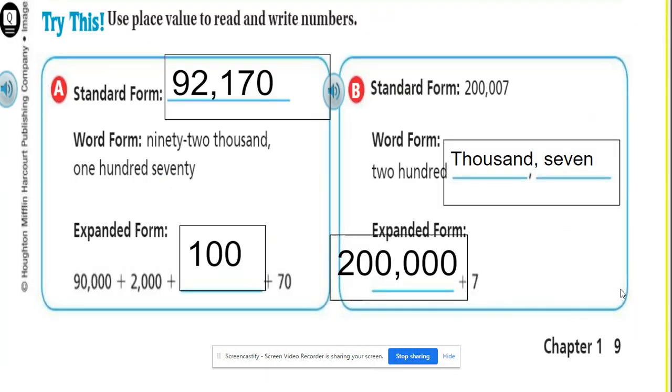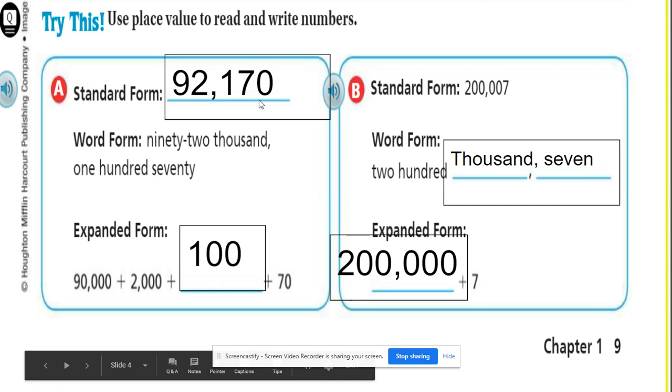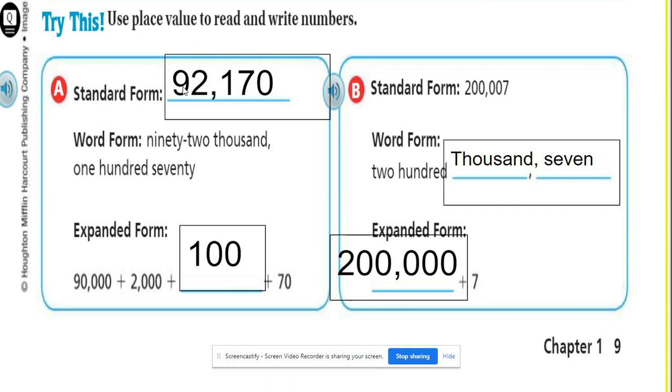We went over the 3 different ways of writing numbers. So the standard form in example A is how you're used to seeing a number. Then the word form is spelling it out like the table we were just looking at right here. So 92,000, because that's in the thousands period. 92,000, see how it's in front of that comma. Then I'm going to say my hundreds period.